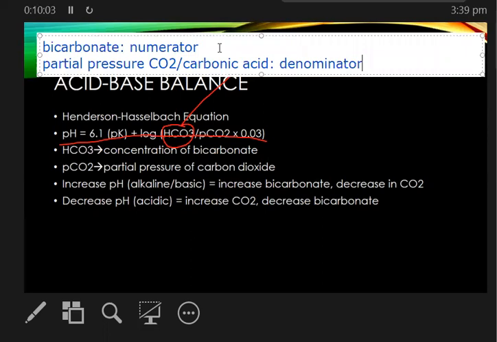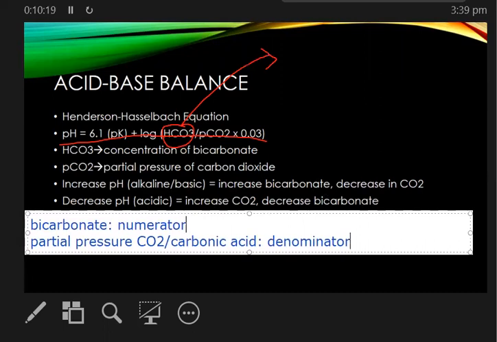So, what was the question given in the board exam? What organ or function does the denominator in the HH equation represent? That was the question. Take note that since the denominator contains the variables for your partial pressure of carbon dioxide or your carbonic acid, the denominator basically represents your lung function.